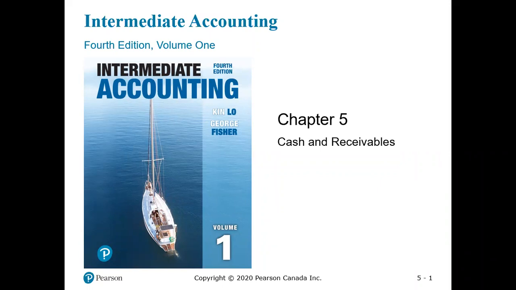Okay, today we're going to talk about Chapter 5, which is Cash and Receivables. Chapter 5 starts on page 202 of your textbook. In previous chapters, we went over some overall concepts of financial statements and accounting standards, as well as an overview of financial statement elements. Going forward, the chapters are going to focus on specific financial statement elements and the different measurement and disclosure requirements for each of those elements.